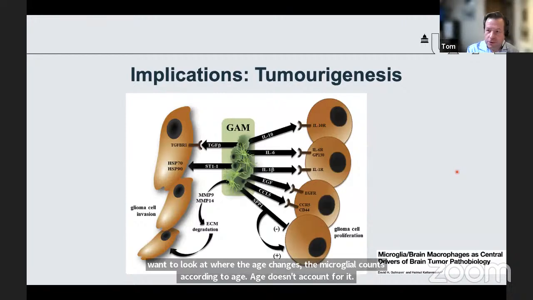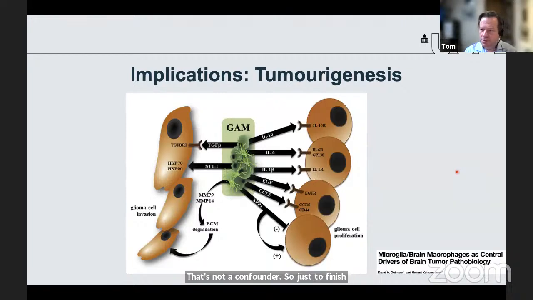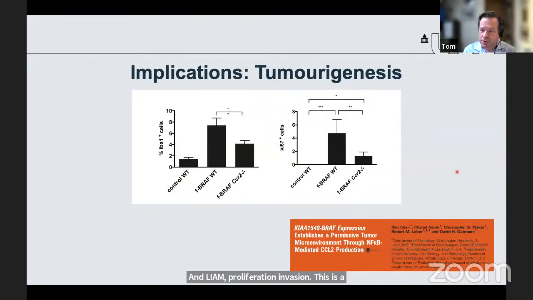So just to finish off, thinking about what this means, we've got these incredibly stable tumours with a changing tumour microenvironment. And there's lots of data generally in glioma that glioma-associated microglia and macrophages have a role in driving glioma proliferation and invasion. This is a review from David Gutmann on that. But we also know that's specifically true in models of low-grade glioma.